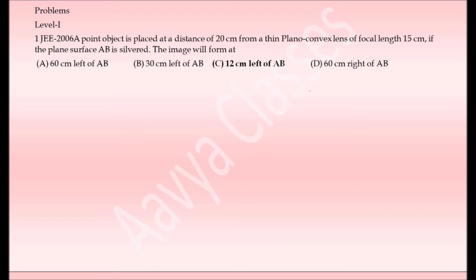A point object is placed at a distance of 20 cm from a thin plano convex lens of focal length 15 cm. If the plane surface AB is silvered, the image will be formed at.